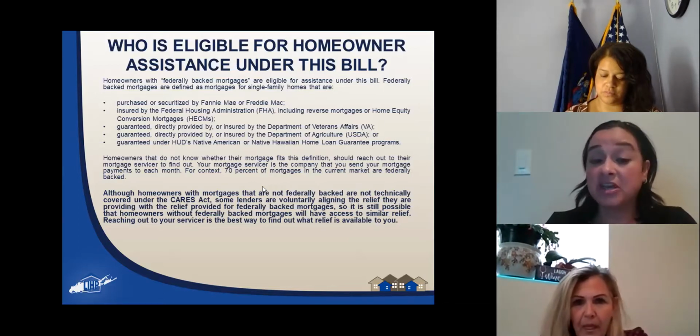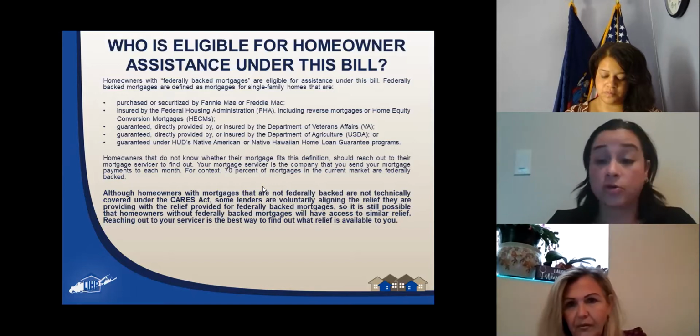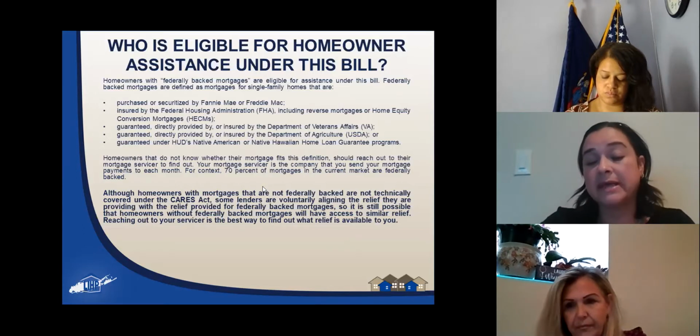Insured by FHA, the Federal Housing Administration, including reverse mortgages or home equity conversion mortgages, which are HECMs, guaranteed directly provided by or insured by the Department of Veterans Affairs. Those are VA loans, guaranteed directly provided or insured by the Department of Agriculture, that's the USDA, or guaranteed under HUD's Native American or Native Hawaiian Home Loan Guarantee Programs. So that says it right there. Those are the loans that are federally government-backed loans.